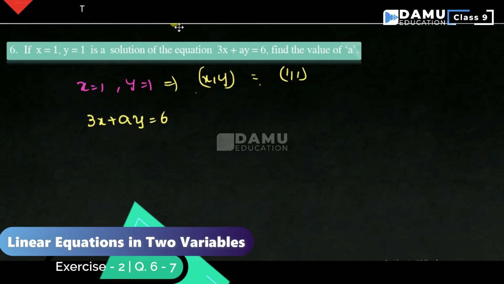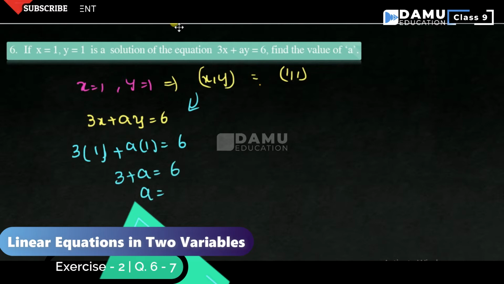So we need to substitute. If it is a solution, then LHS and RHS will be equal. So 3 into x value 1 plus a into y value 1 will be equal to 6. So 3 plus a will be equal to 6, then a will be equal to 6 minus 3, then a is equal to 3. So like this we need to find. This is the solution. We can find two more solutions also for this.